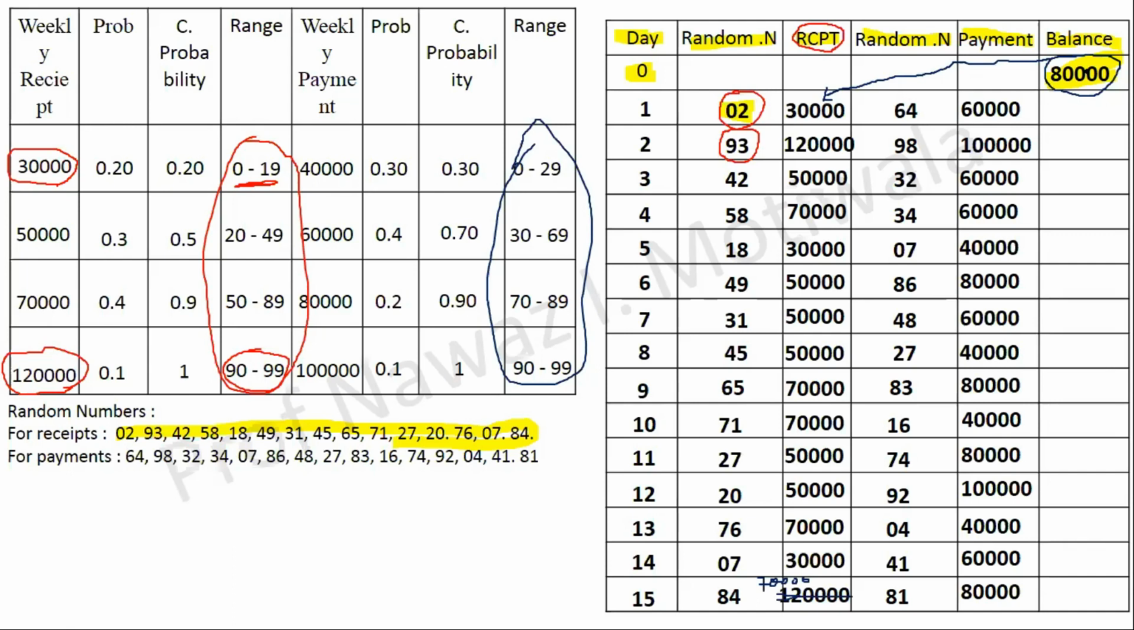Okay. Already the balance was 80,000. I got some receipts of 30,000. So now the total amount in my bank is 1,10,000 rupees, out of which I have to give a payment to someone of rupees 60,000. So out of 1,10,000, 60,000 is given. So what will be my balance on the first day? 50,000. Yes, perfect. It is 50,000.